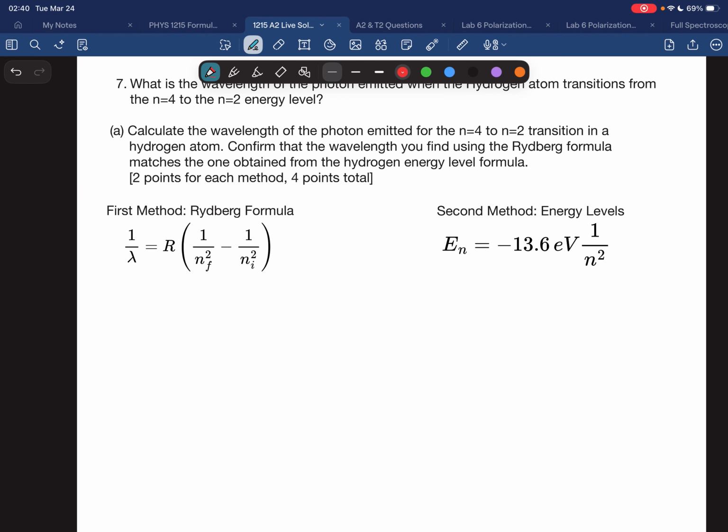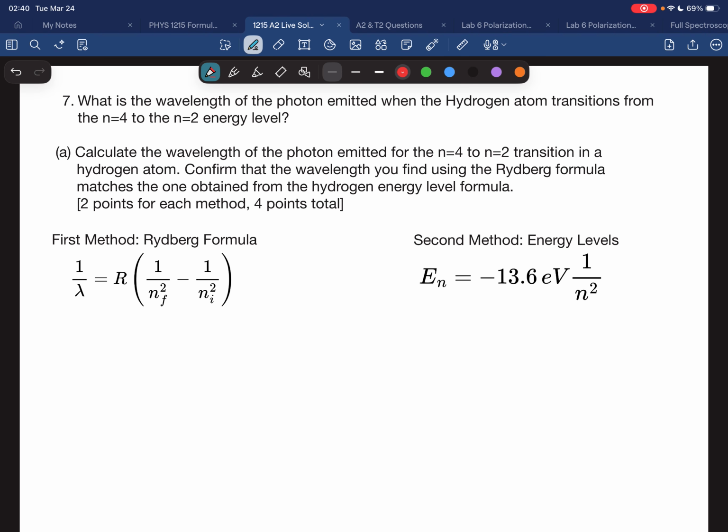Moving on to question 7, the last question. What is the wavelength of the photon emitted when the hydrogen atom transitions from the n equals 4 to the n equals 2 energy level? I should have said when the electron in the hydrogen atom transitions from energy level to energy level. I should have specified that. My bad. Just catching that now when I'm reading it out loud. I'll adjust that for the test if I add a question like this to it.